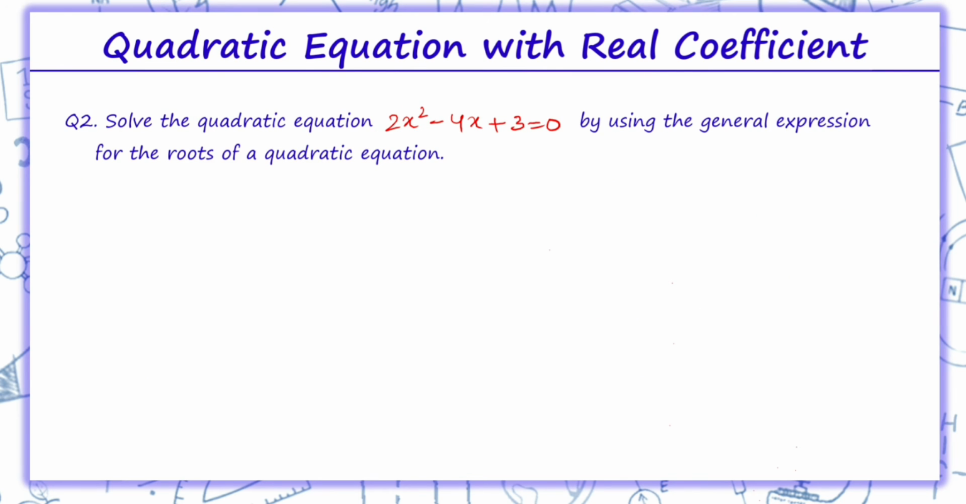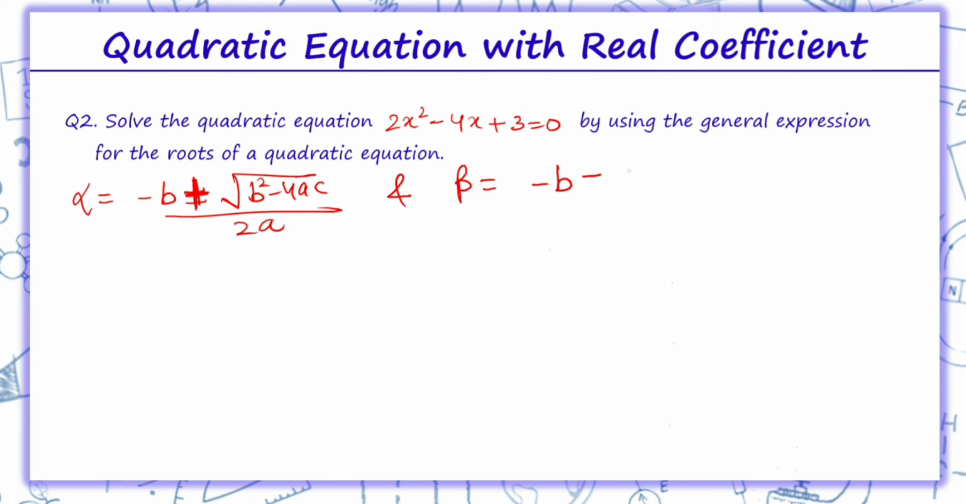Coming on to the next: solve the quadratic equation 2x² - 4x + 3 = 0 by using the general expression for the roots of the quadratic equation. As we have seen over here, the formula is x = (-b ± √(b² - 4ac)) / 2a. I told you that we have two roots. So alpha becomes (-b + √(b² - 4ac)) / 2a, and beta becomes (-b - √(b² - 4ac)) / 2a.